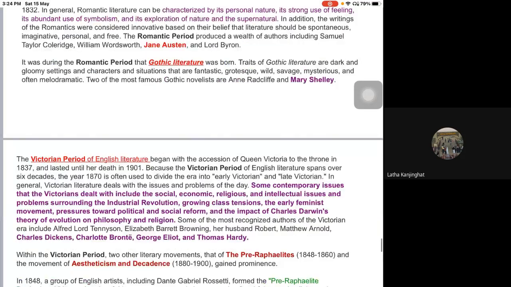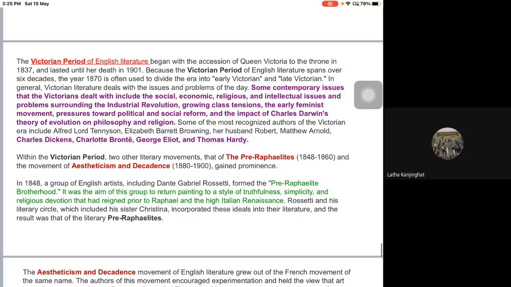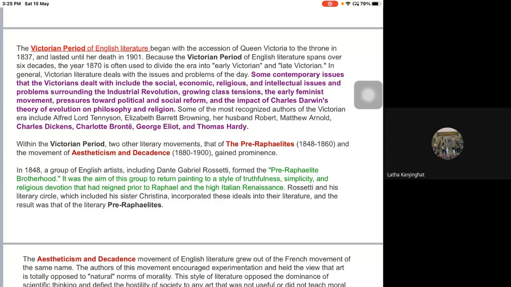Then we come to the Victorian period, okay? That is during the age of Queen Victoria. So it begins with the accession of Queen Victoria to the throne in 1837 and lasted until her death in 1901, a pretty long time. Because the Victorian period of English literature spans over six decades, around 60 years, the year 1870 is often used to divide the era into early Victorian and late Victorian. So she was on the throne for quite a long time, and because of that, the Victorian age is divided into early Victorian age and later Victorian age.